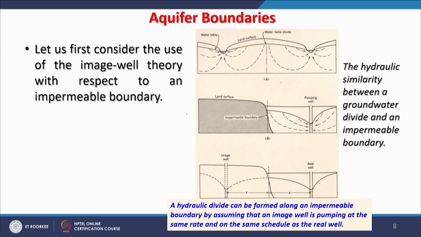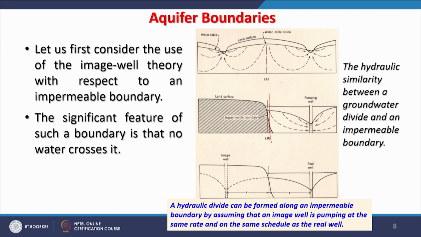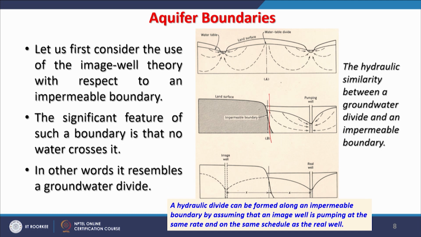So, here in the center, as you can see, the impermeable boundary is shown. So, the hydraulic similarity between a groundwater divide and an impermeable boundary is this one, which is shown here. And the significant feature in this example is that no water crosses the boundary. So, we assume that this impermeable boundary will not allow any water to go inside or come from that side also. So, in other words, it resembles a groundwater divide, and this is a very common thing in natural conditions that we may encounter this kind of situation.